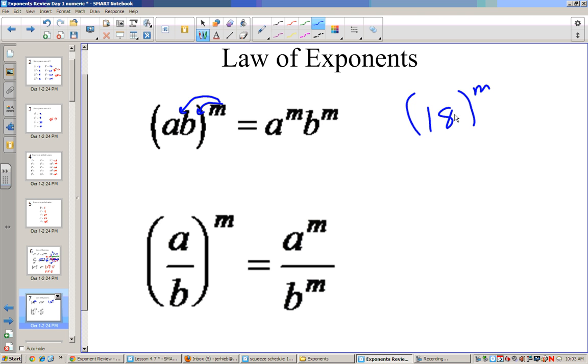18 does count as one number, so this is still just 18 to the m. This doesn't mean that it's 1 to the m times 8 to the m. I've seen that before. So make sure that each number or each variable gets the exponent, not each digit. And same if it's division, that both the numerator and the denominator will be to that exponent.